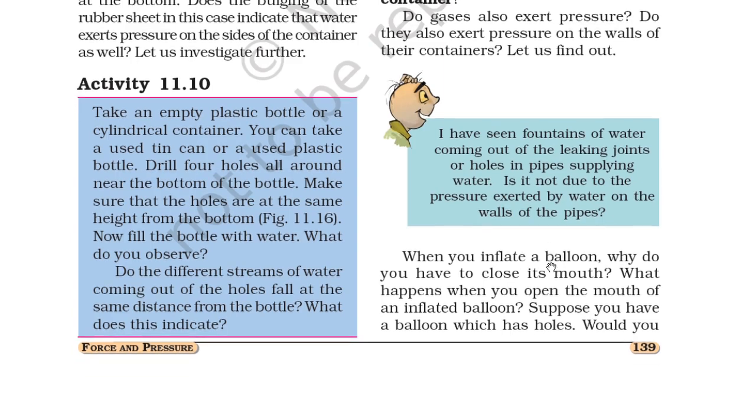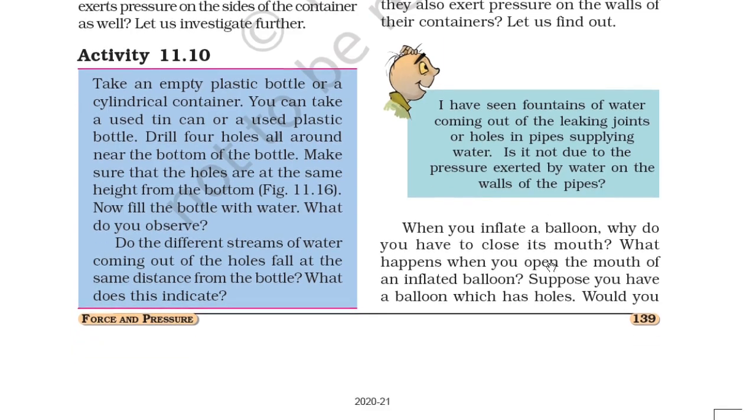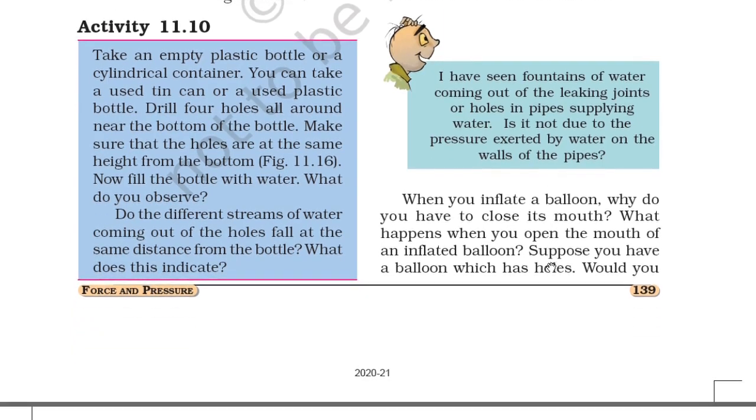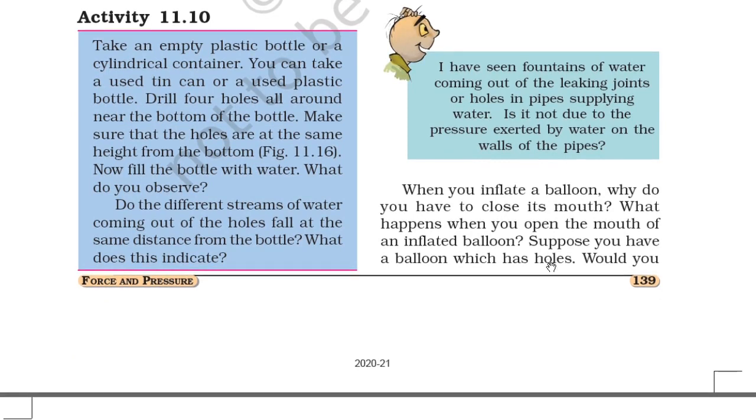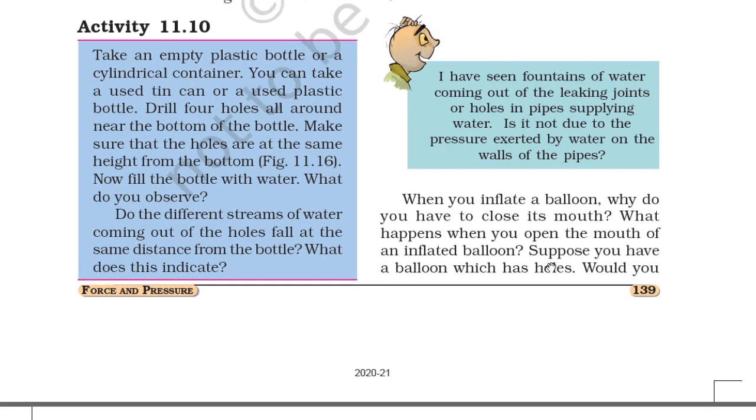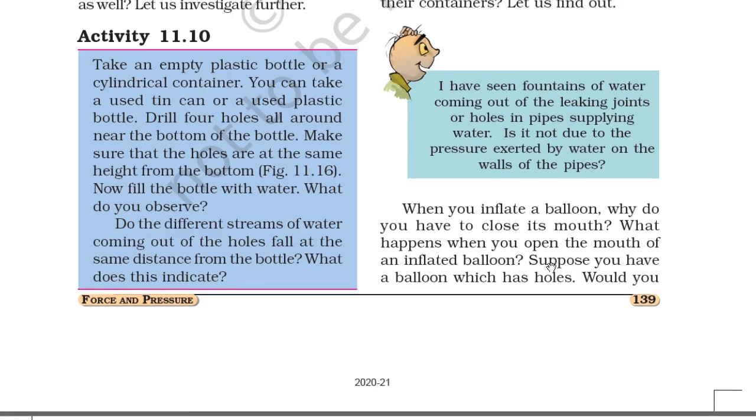Drill 4 holes all around near the bottom of the bottle. Make sure that the holes are at the same height from the bottom of the bottle, as you can see in 11.16. Now fill the bottle with water. What do you observe? Do the different streams of water coming out of the holes fall in the same direction of the bottle? What does this indicate?